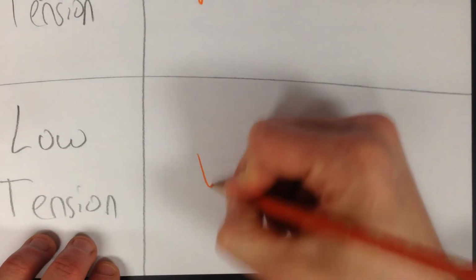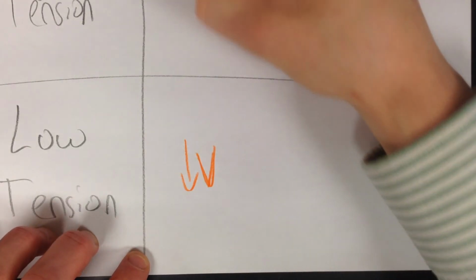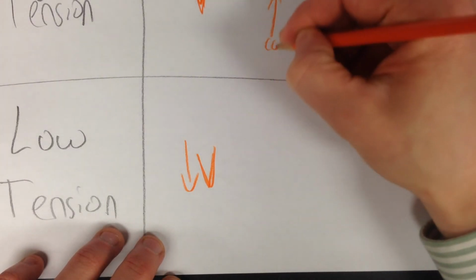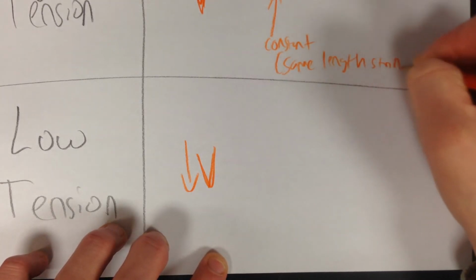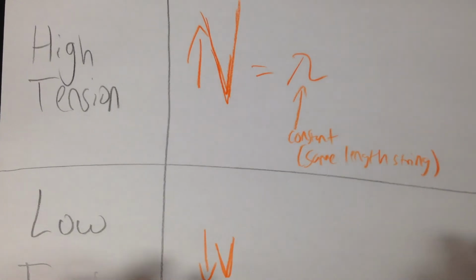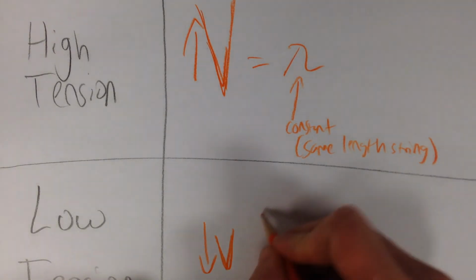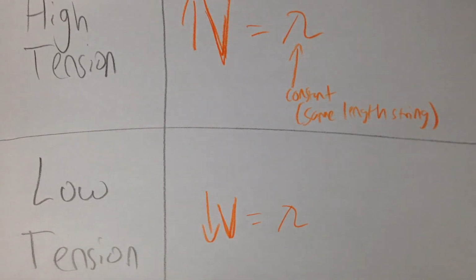All right, so a high tension means a high wave speed, but a low tension means a low wave speed. So we can make a big v here and a small one here. So how does that affect the right side of the equation? Well, it does not. If you don't change the length of the string, that stays constant. Same length string. All right? Then your wavelength stays constant. So the wavelength is not changed by the high or low tension.